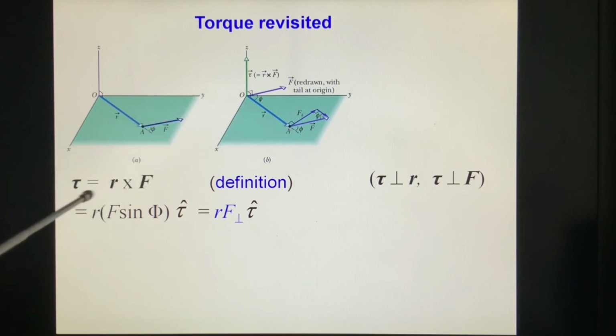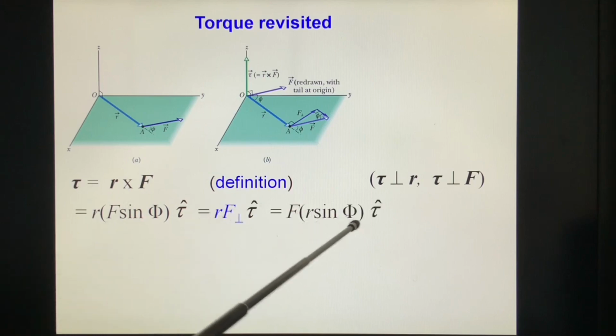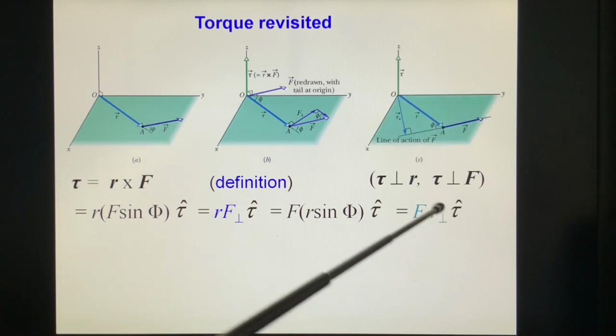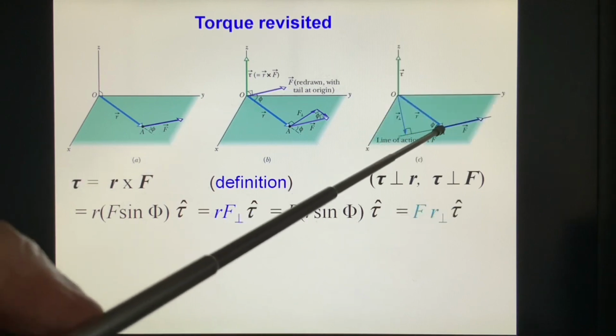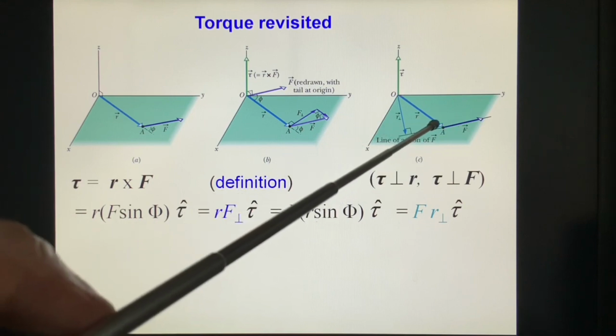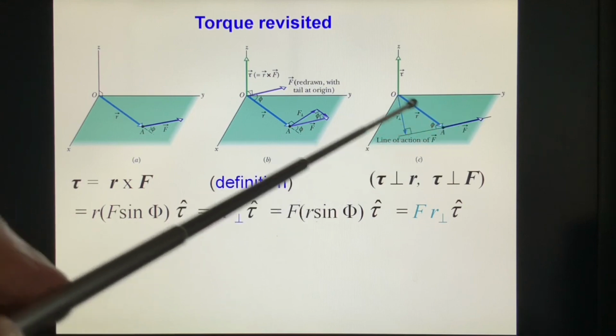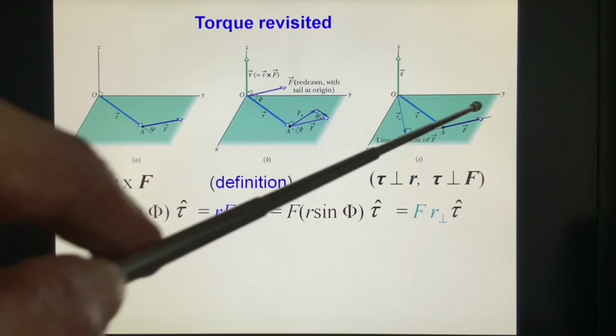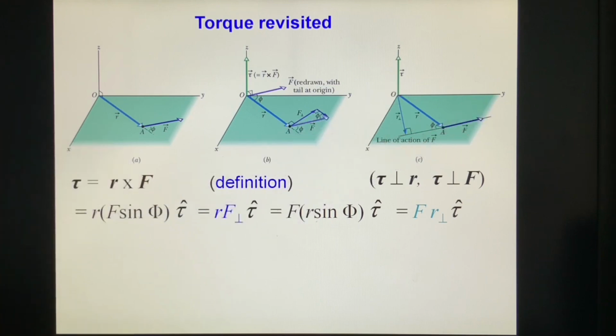Also, we can combine r sine phi with F. What is r sine phi? We call it r perpendicular. You look at this one. This is F, this is r, this is phi. r sine phi is the component of r perpendicular to F. So finally, the torque equals r F perpendicular, or F r perpendicular.